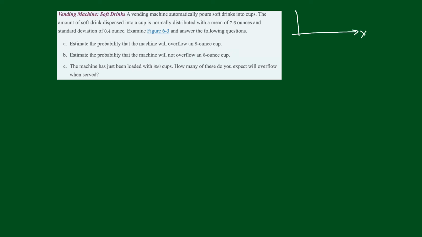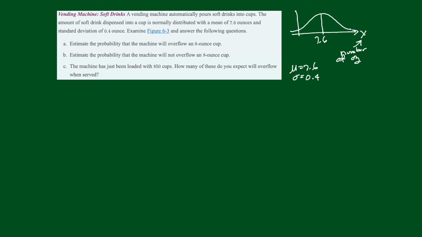So X is the amount, say this is the number of ounces that go into a cup. Now, what do we know? We know that it's normally distributed, so I can draw that normal curve. And then it says a mean of 7.6. So on the average, 7.6 ounces of soda goes into this cup, with a standard deviation of 0.4 ounces. Mu is 7.6.